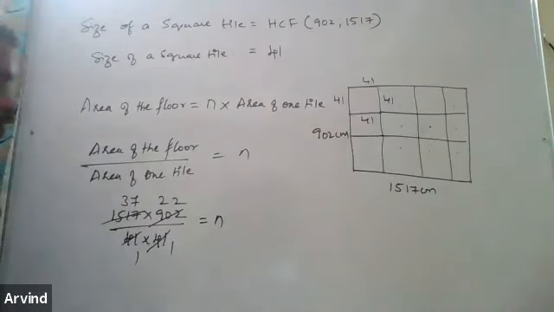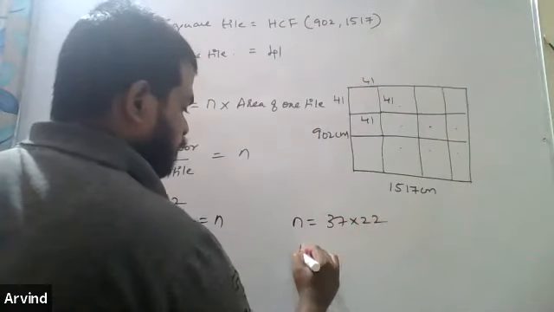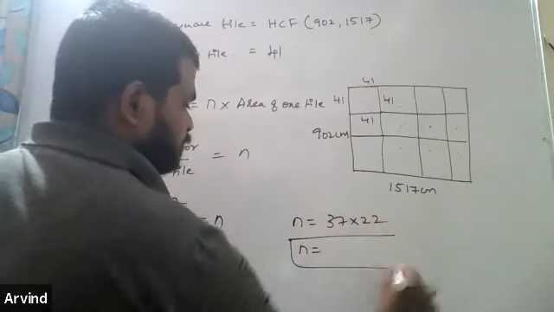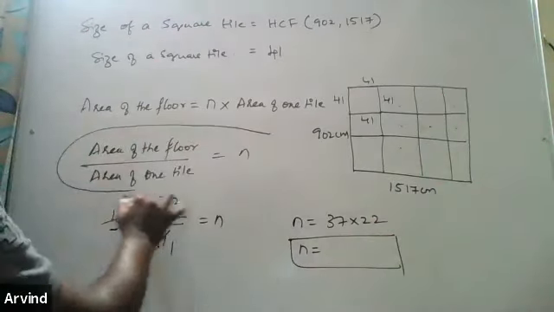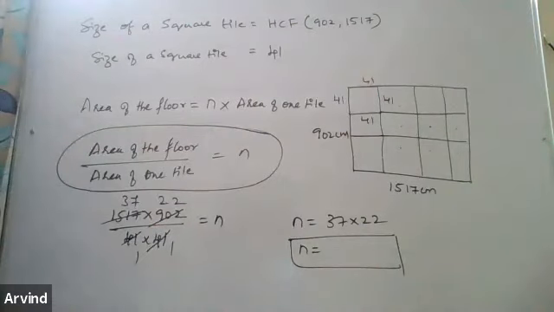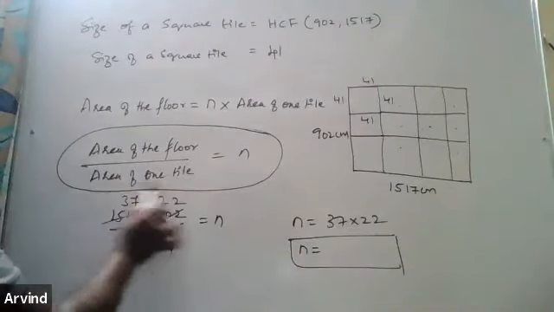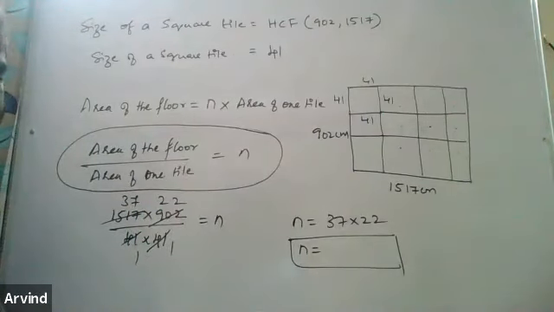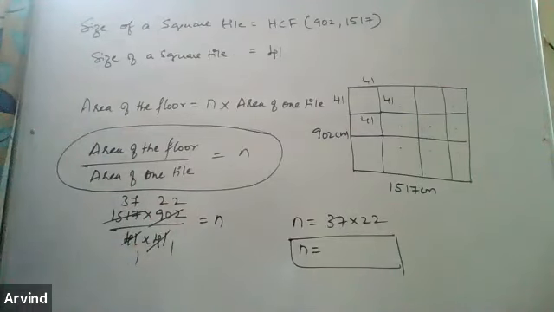Okay, 37. Therefore, n, the number of tiles, is equal to 37 into 22. So many tiles you will have. Now, please remember this formula for many competitive exams. You need this. How do you find the number of tiles? Area of the floor divided by area of the tile.